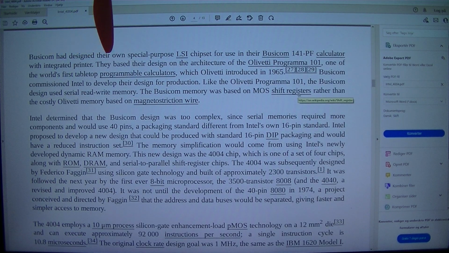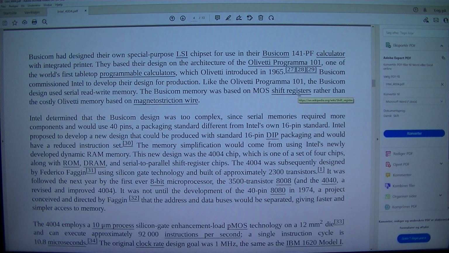Busicom had designed their own special-purpose LSI chipset for use in their Busicom 141-PF calculator with integrated printer. They based their design on the architecture of the Olivetti Programma 101, one of the world's first tabletop programmable calculators, which Olivetti introduced in 1965. 27, 28, 29. Busicom commissioned Intel to develop their design for production.